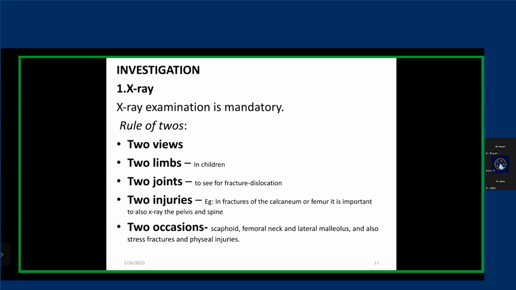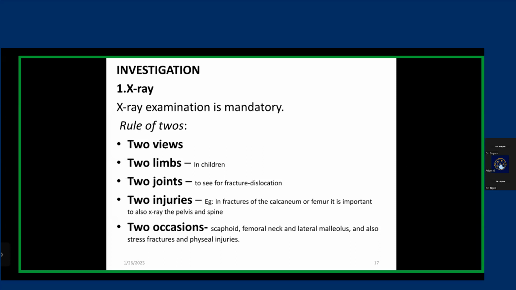2 views we do for both adults and children. But specifically in children, we might need to take images of both limbs to compare, to see if there's any deviation, if there's any difference between the 2 limbs. And there are certain injuries that are associated with each other. Like if we have a calcaneal fracture, we need to do a spine X-ray and a pelvic X-ray, because these 2 injuries are associated. They're a result of a fall.